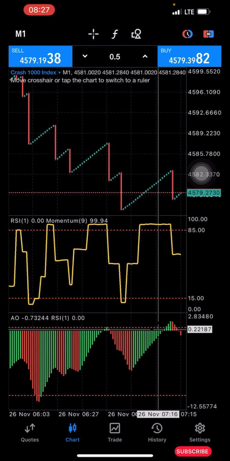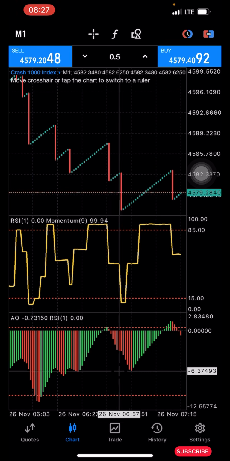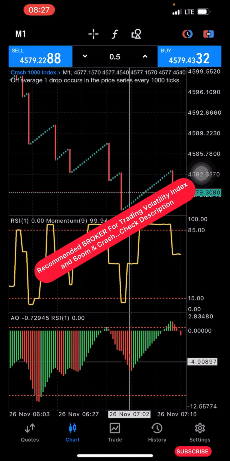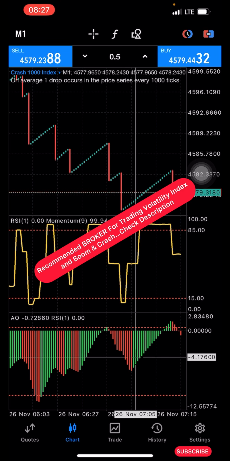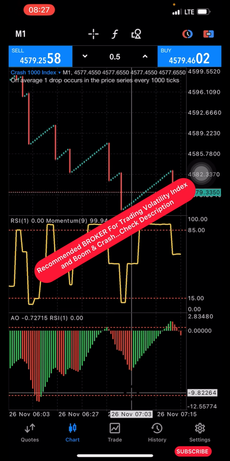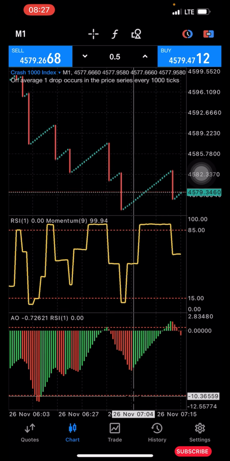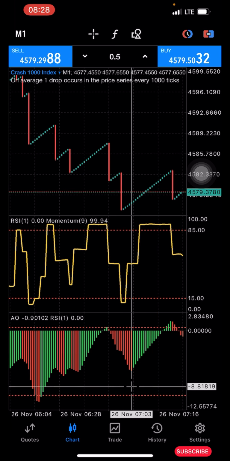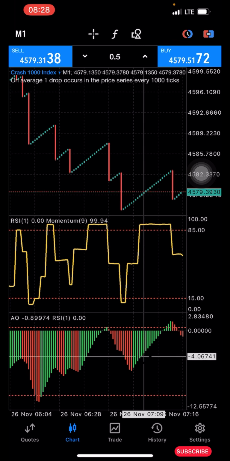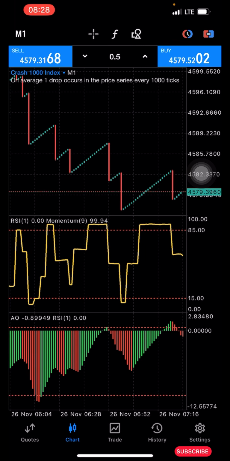Now in this kind of situation, you can see that the momentum is at the oversold level, but the awesome oscillator is not yet at the oversold level. So in this kind of situation, you don't need to take entry. You need to wait for the awesome oscillator to also get to the 15 level, our oversold level, before you take advantage of it. All right, so it not reaching the 15 level here means that there's still going to be more spike, and you need to avoid that. You need to play safe always with this strategy.